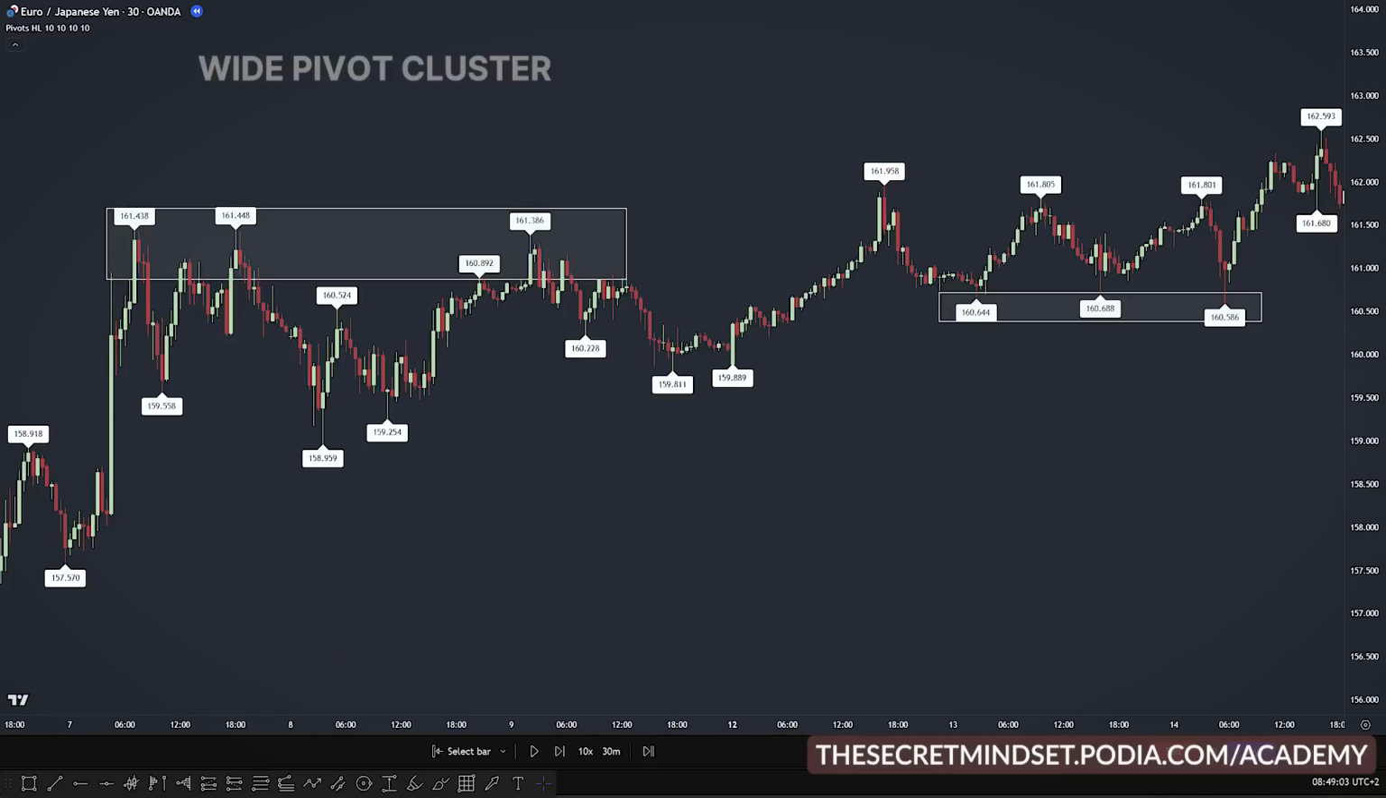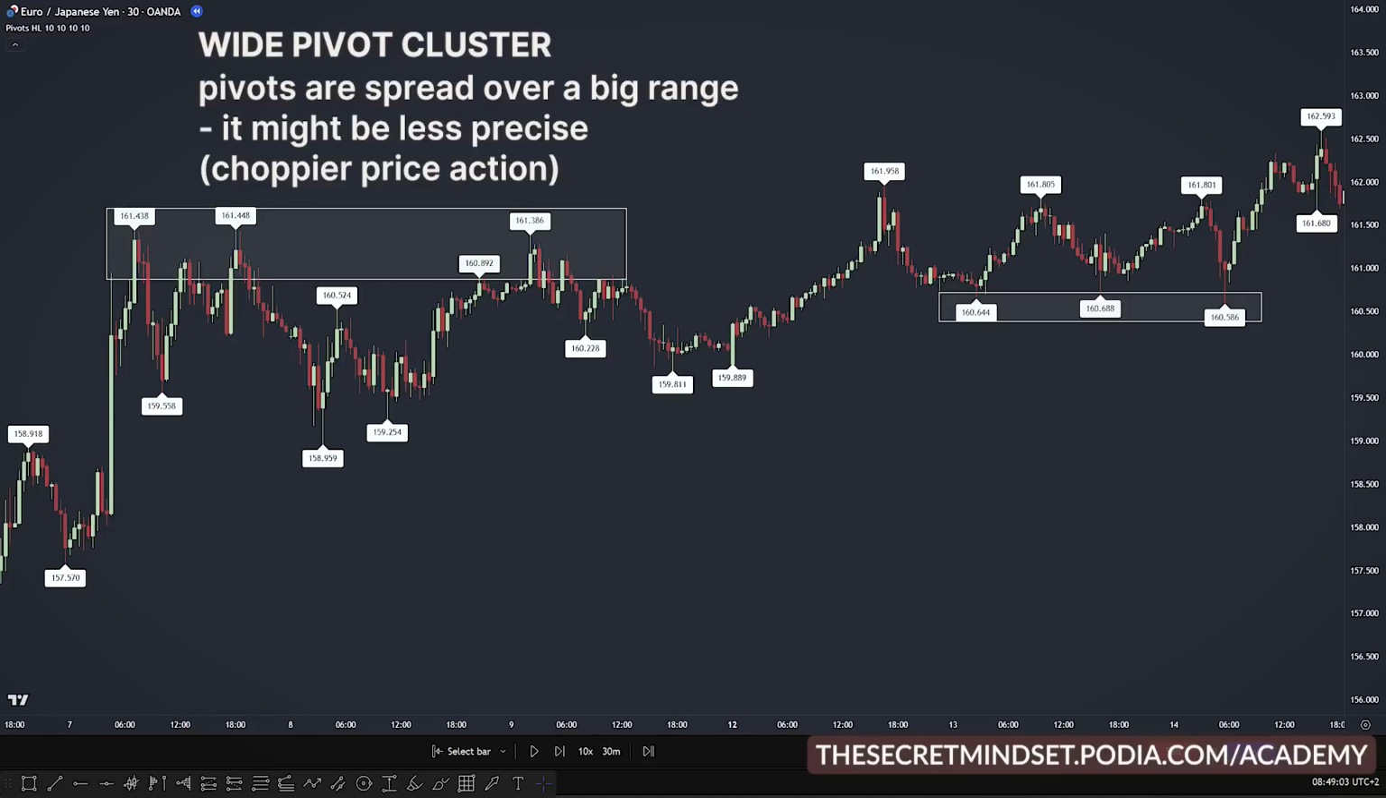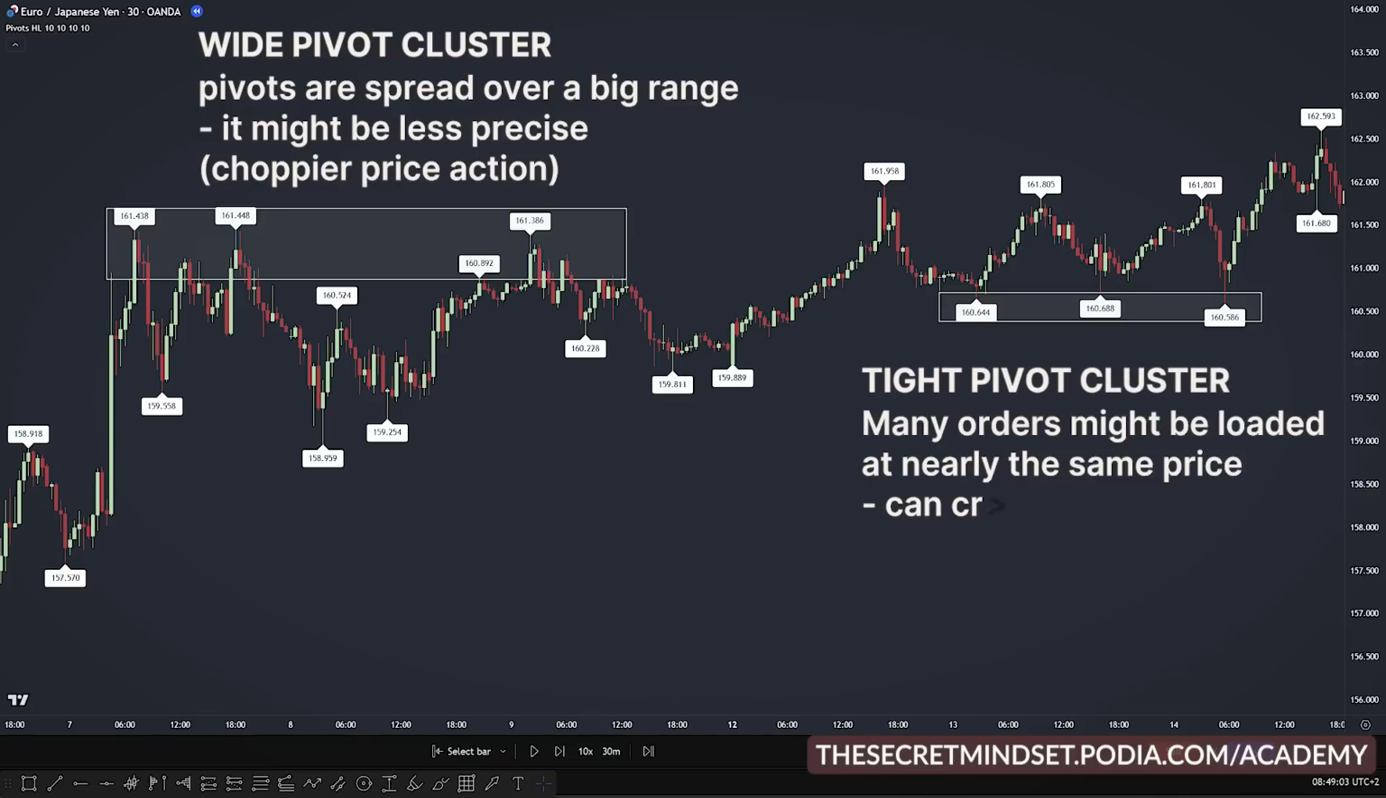I also consider how wide the band is. If the pivots are spread over a big range, it might be less precise. If the pivots are very close together, the cluster might be tighter. Tight clusters can create sharp reversals because many orders might be loaded at nearly the same price. Wide clusters can lead to choppier action because price might drift within that zone.